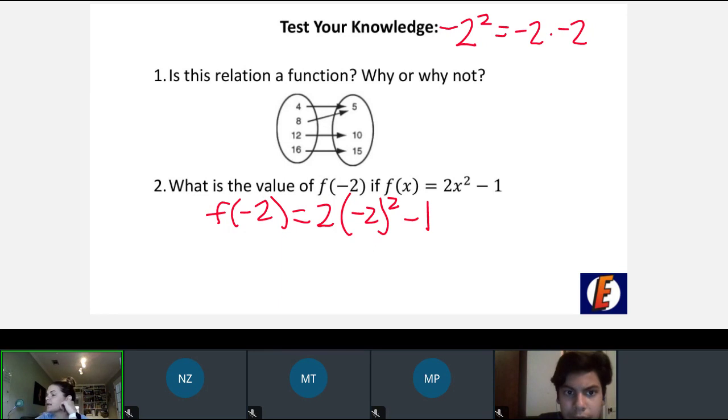AJ, check your math again. Remember, a negative times a negative becomes a positive. Aubrey, check your math. Close. A negative times a negative becomes a positive. So -2 times -2 is +4. There you go, AJ. Good job. So we would get 2 times 4 minus 1. And if y'all are confused, you can just put this in your calculator.